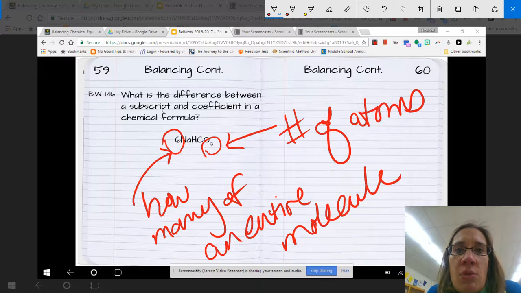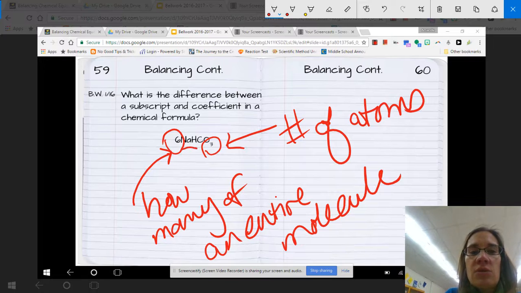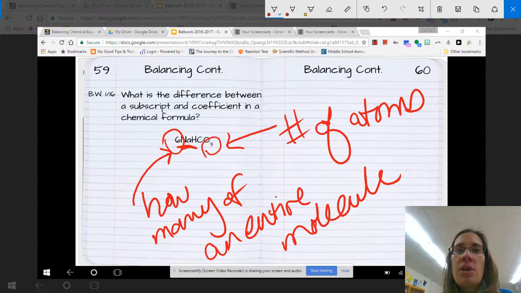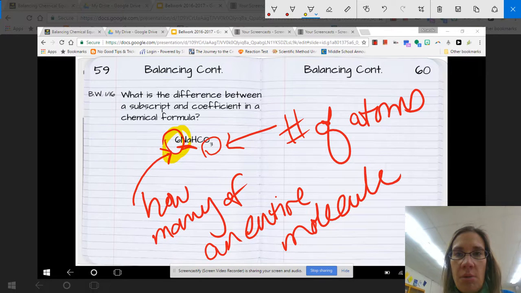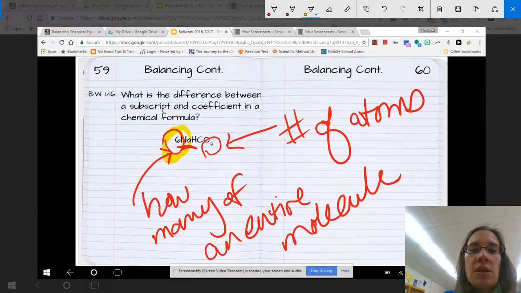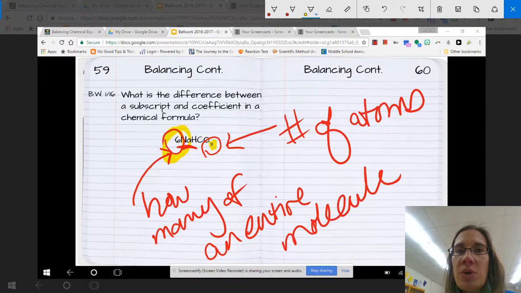So what element or what compound are we looking at here? Does anybody remember? Take a moment. It looks like the word nacho, but it's spelled wrong. It has Na in it. Sodium bicarbonate. So the coefficient is telling us that we have 6 sodium bicarbonate molecules. The subscript is telling us we have 3 oxygen atoms.